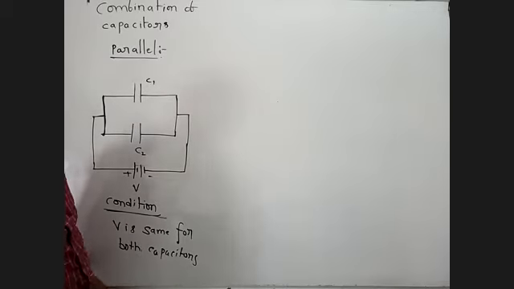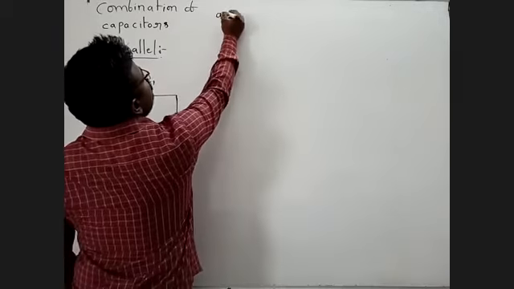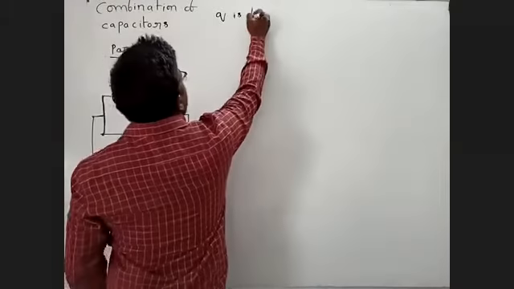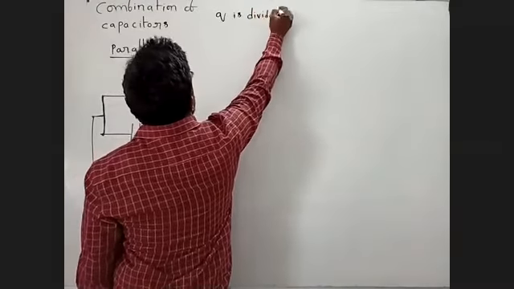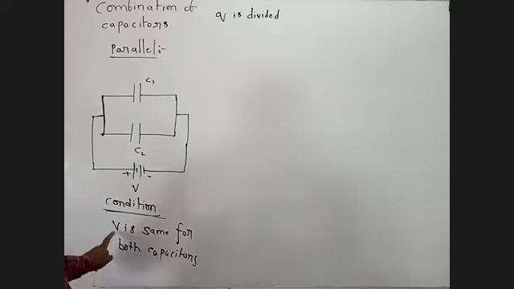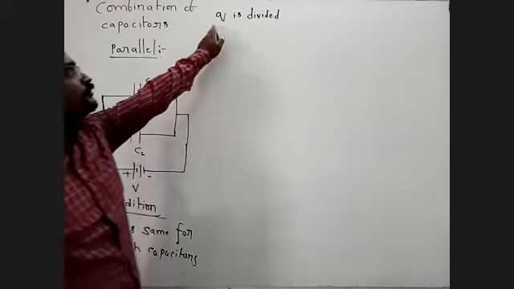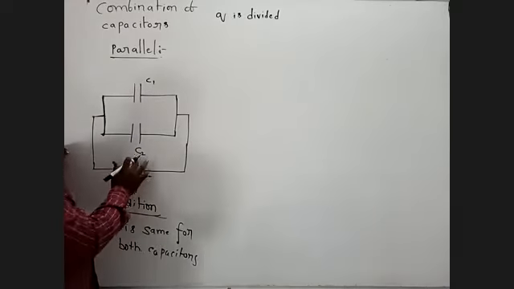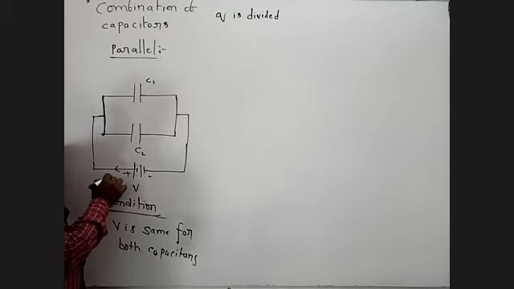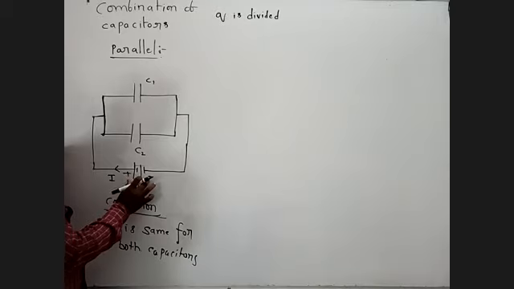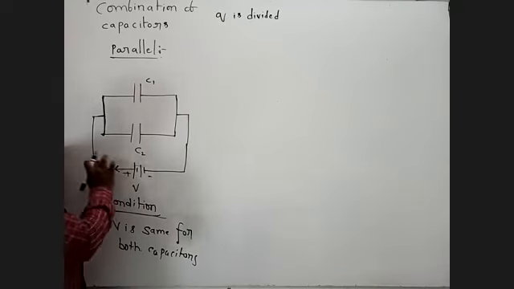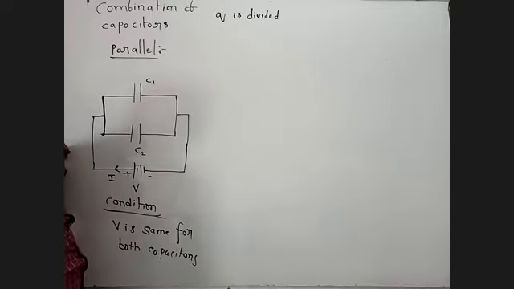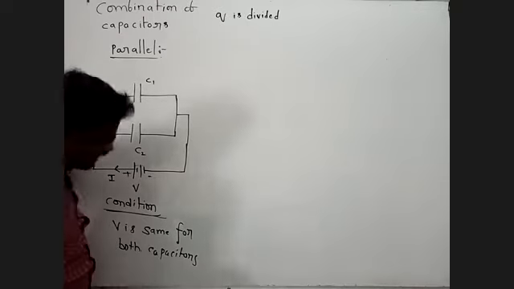The voltage is the same, but Q is different. Q is divided. Here this is the current I, in a closed circuit. Current flows from high potential to lower potential through the two capacitors.